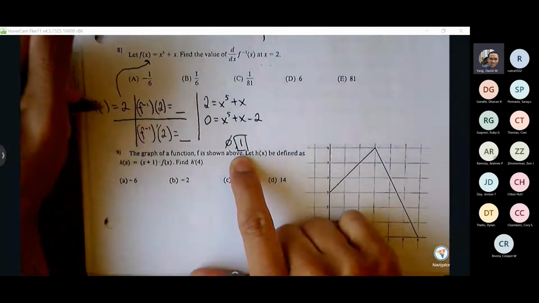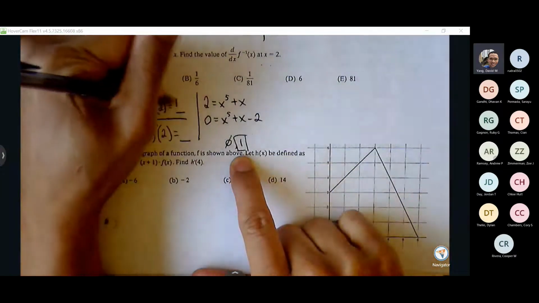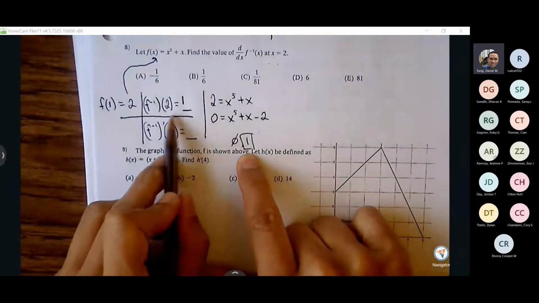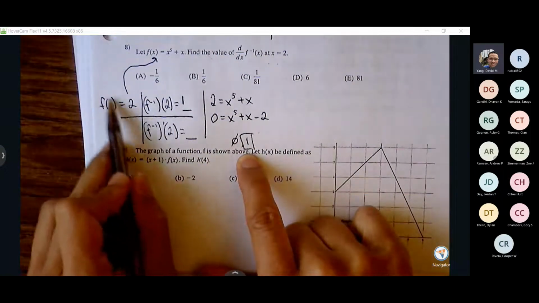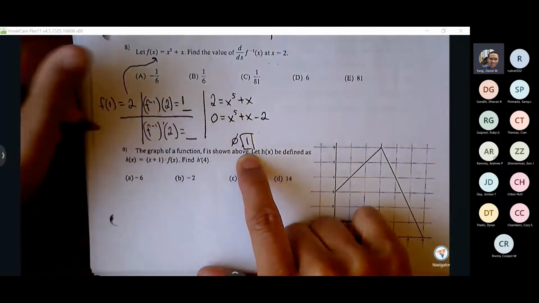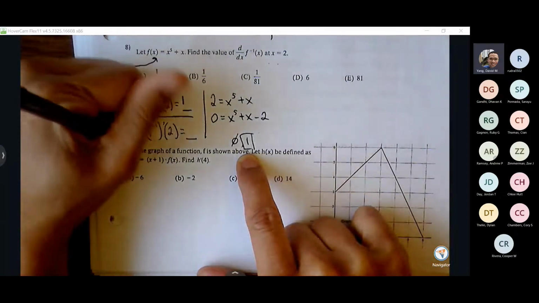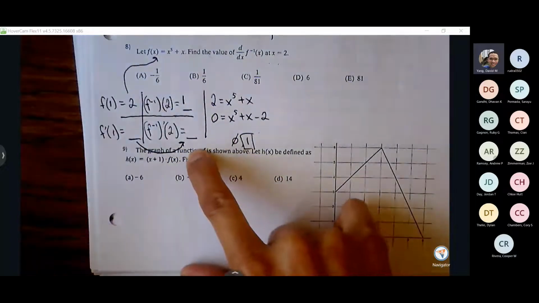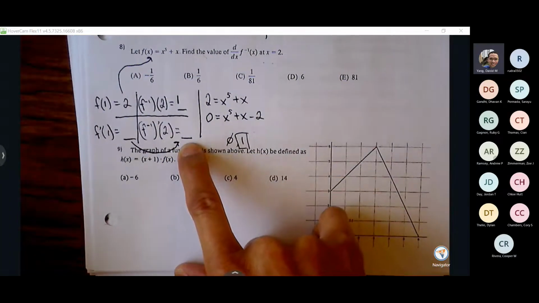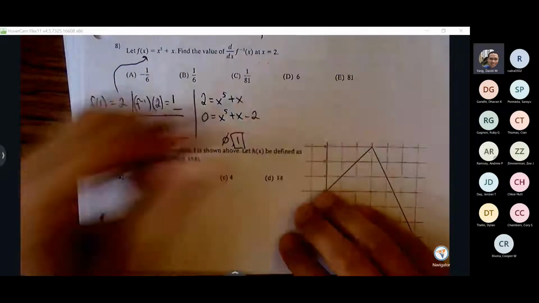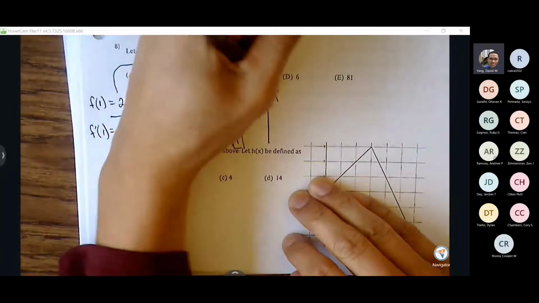I know my ordered pair is (1, 2), which means on the inverse side must be ordered pair (2, 1). Okay, but this is really what I need to find. So if I can find f prime of 1, if I can find the slope of the graph at 1, then I can use that slope value to turn around and figure out the slope of the inverse at its corresponding point. So f prime of 1, we first have to find f prime of x.